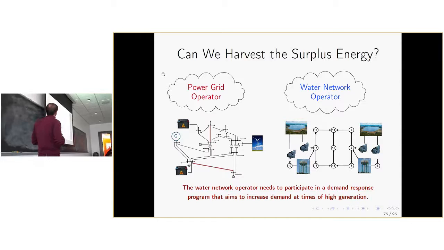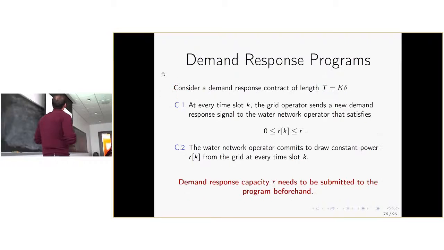We can do that through a demand response program in energy markets, a program that aims to increase demand at times of high generation. So what is the demand response program? We consider a contract length T with K time slots. The water network operator has declared its capacity, which is the amount of power that I can take at each time slot.